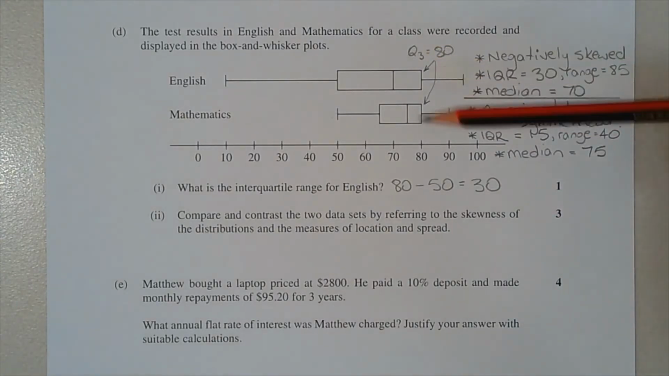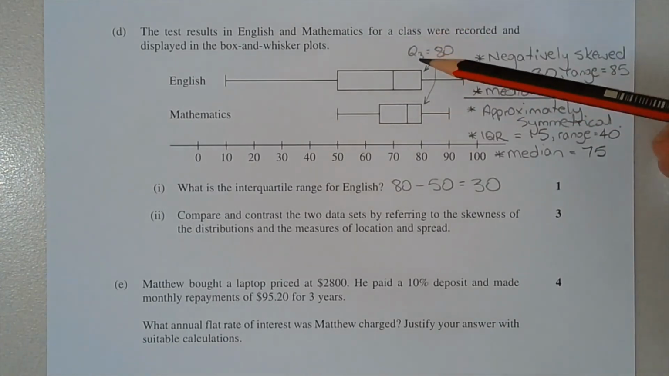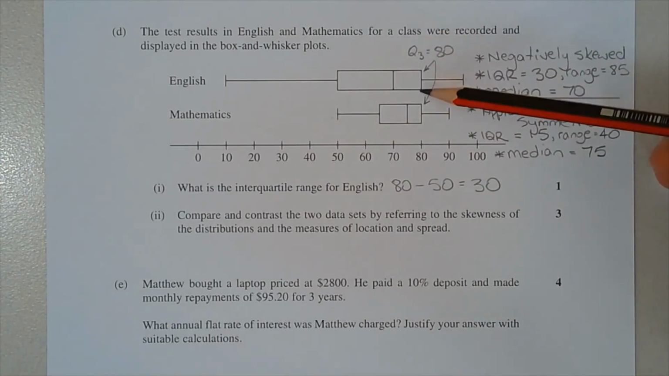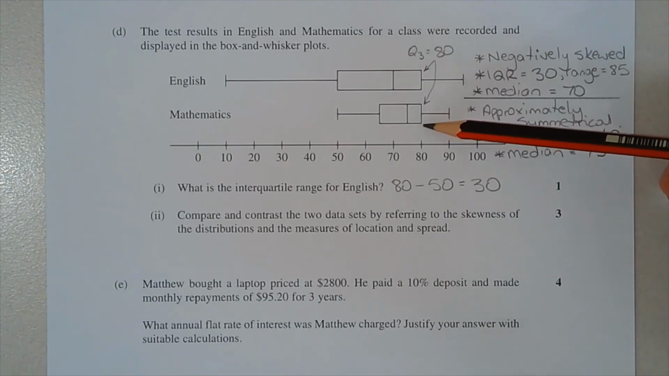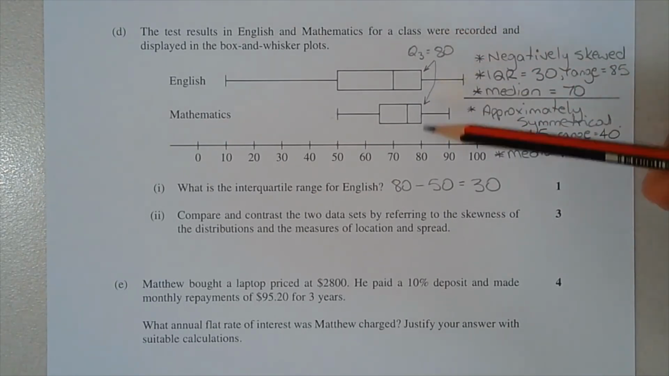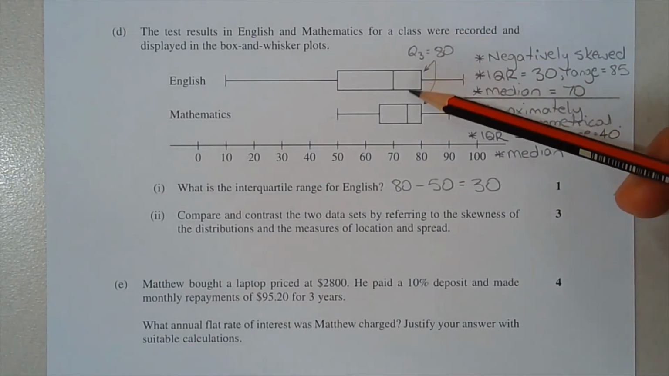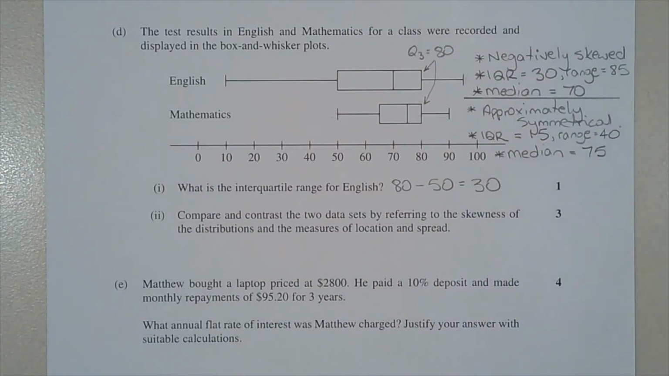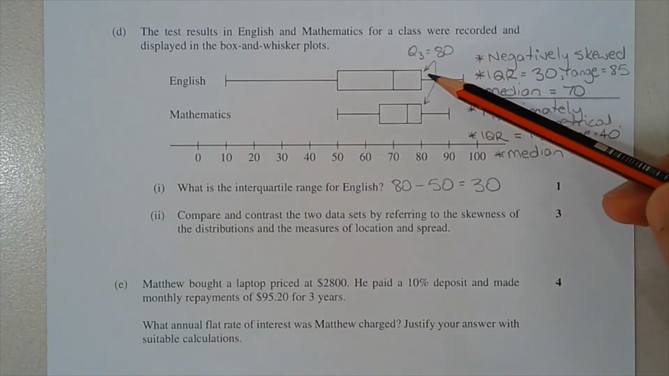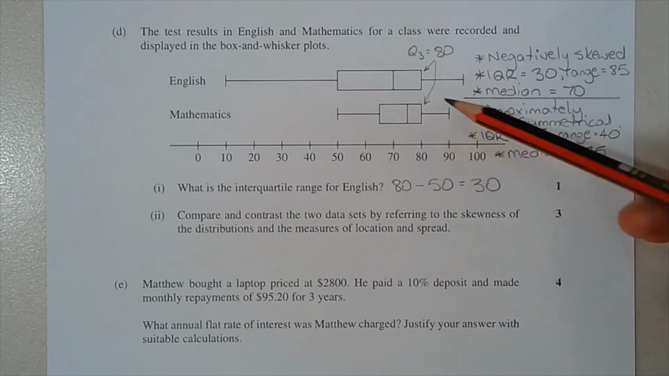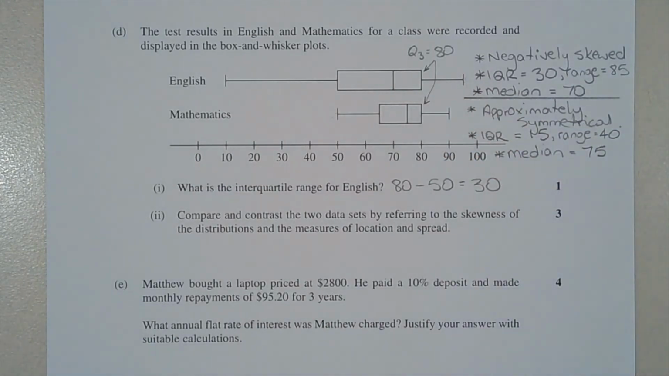And one other point to compare is the fact that quartile 3 for English is equal to quartile 3 for mathematics. So the two upper quartiles are identical as well. So the top end, or the upper 25% of English, is roughly equal to the upper 25% of scores in mathematics. So there's quite a bit there that you can consider when writing your response to part 2.